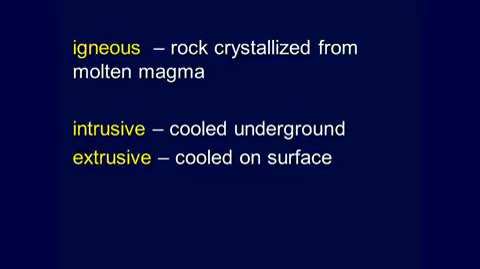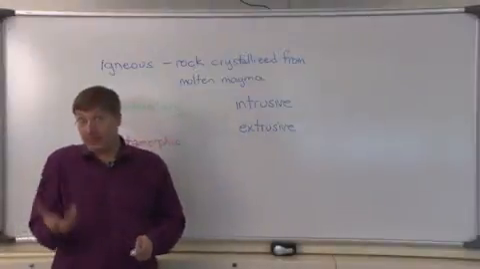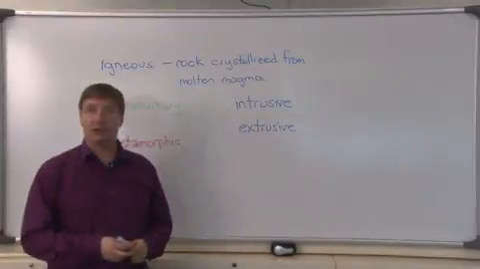As the name suggests, intrusive rocks are igneous rocks that cool beneath the Earth's surface. Extrusive rocks are rocks that have been extruded onto the surface and have cooled on the Earth's surface. So let's look at what the difference is in visual samples between intrusive and extrusive rocks.